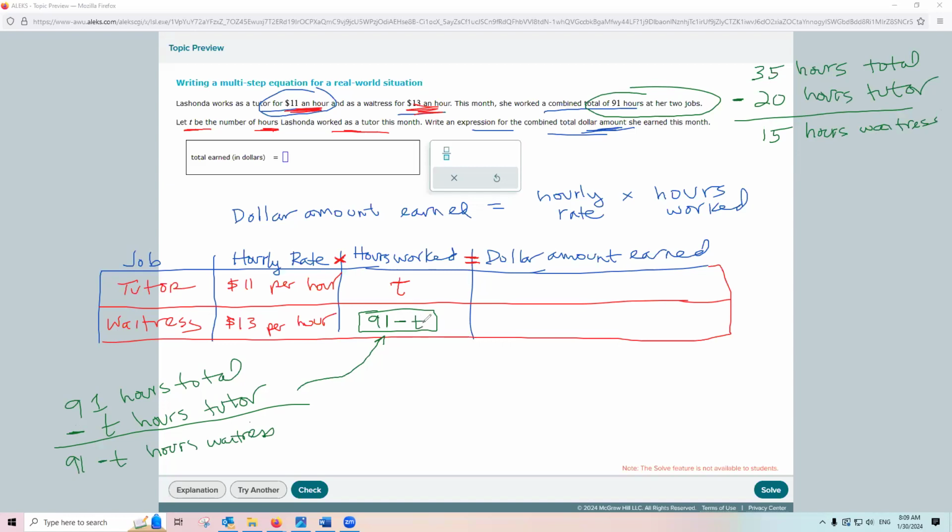Now I'm going to multiply the hourly rate times the hours worked. So I'm going to take 11 multiplying T, that's 11T. In the second row, I'm going to take 13 times 91 minus T.